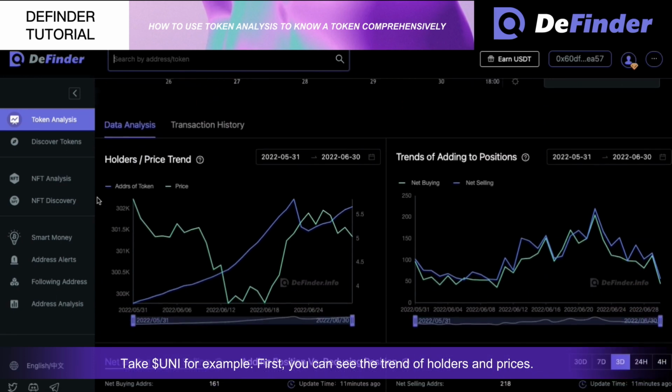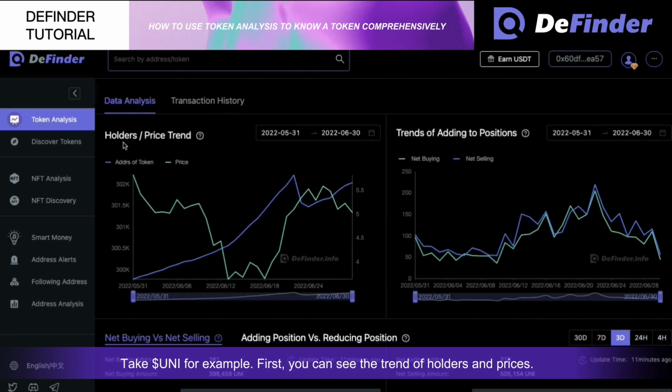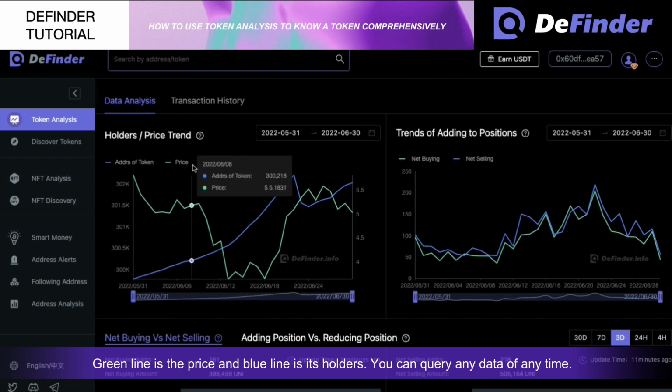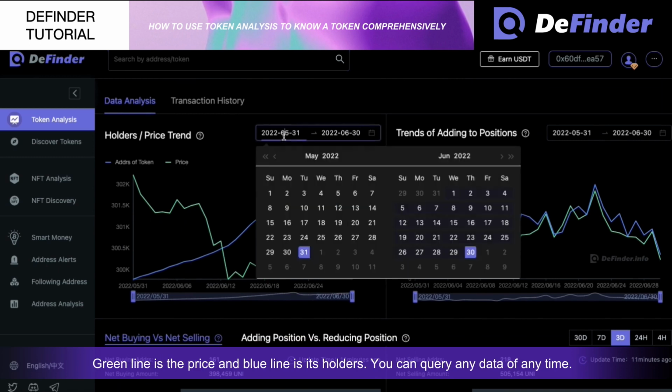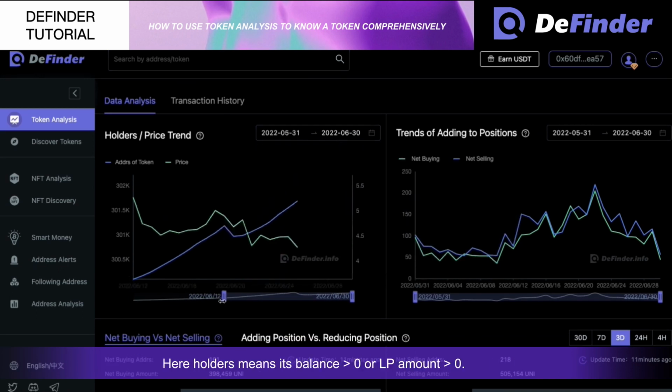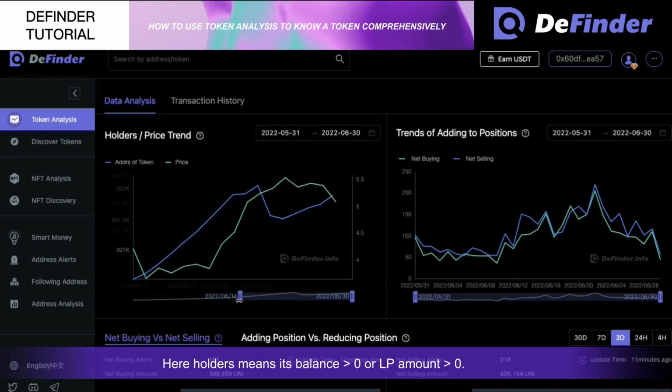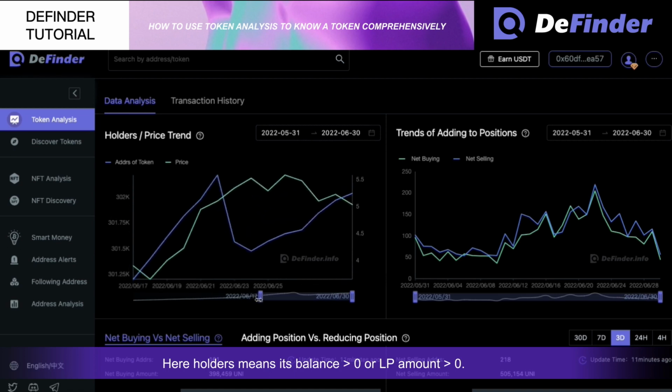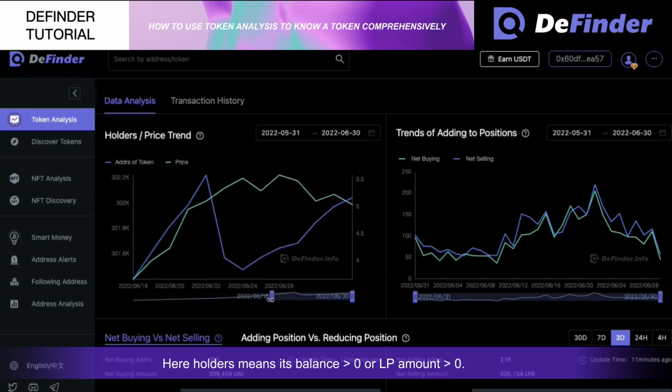First, you can see the trend of holders and prices. Green line is the price and blue line is its holders. You can query any data of any time. Here, holders means their balance is more than 0 or LP amount is more than 0.